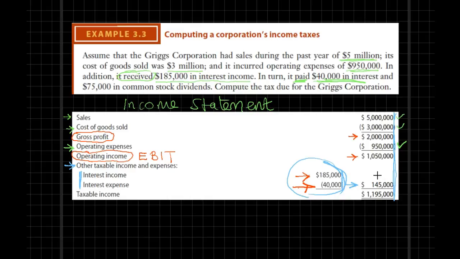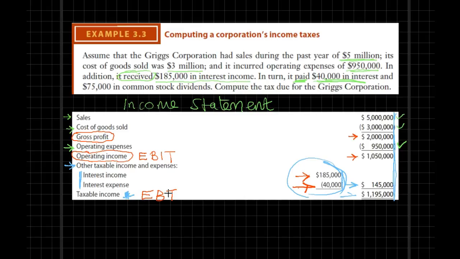Now the net other income is $145,000. That needs to be added to our previous earnings before interest and taxes. Therefore we come ultimately to our taxable income figure, right? So this is the figure that's kind of important, and this turns out to be $1,195,000. Now like operating income, taxable income has another name as well. Sometimes we call it earnings before taxes, and so it means the same thing basically.